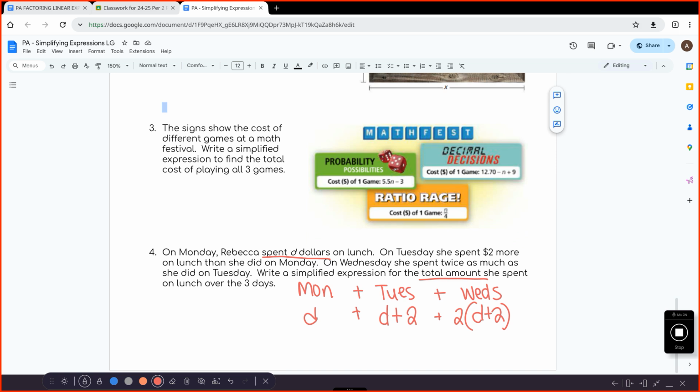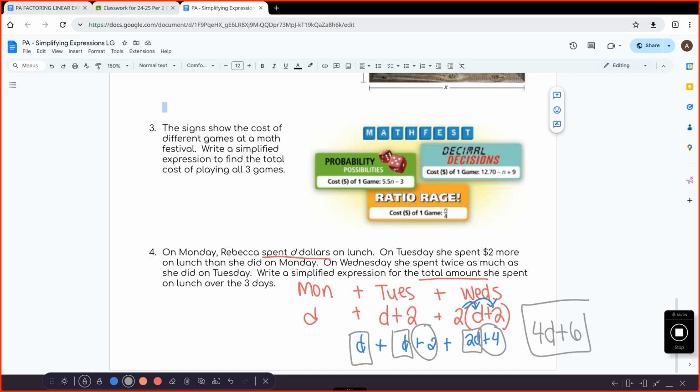So first I'm going to start with this 2 parentheses D plus 2. We're going to distribute. 2 times D is 2D. 2 times 2 is 4. Okay, and now we're going to drop everything else down. All right, we're going to add D plus D, and that gets us 2D, plus another 2D is 4D. Okay, then we're also going to add positive 2 plus positive 4, and that gets us a positive 6. So our final answer for this would be 4D plus 6.